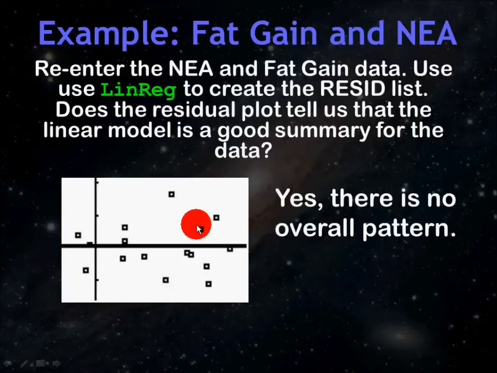Here we really have no overall pattern. You have some high, you have some really close, but it's not discernibly different. And we don't, again, have a lot of data points. We have 16. But because there's no curve, it's not getting bigger, we have no overall pattern. It appears that the linear model is indeed a good summary for the data.